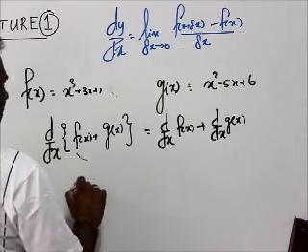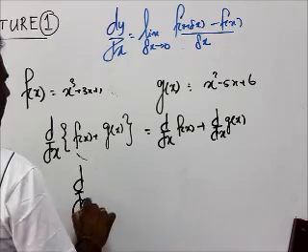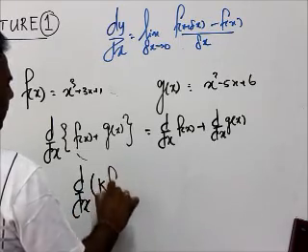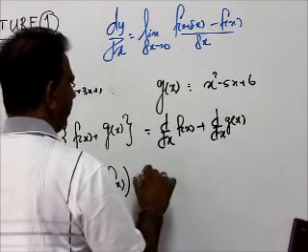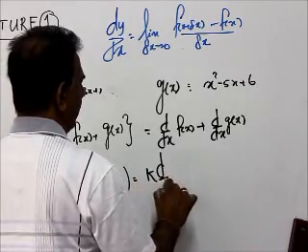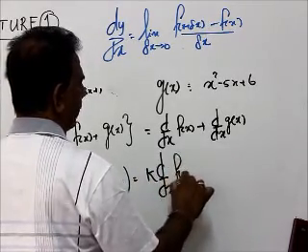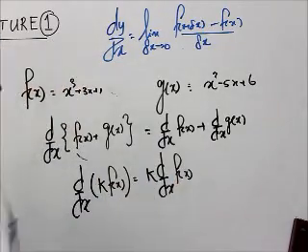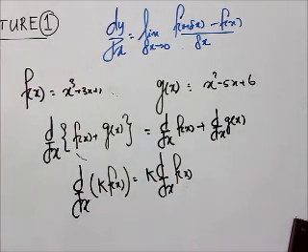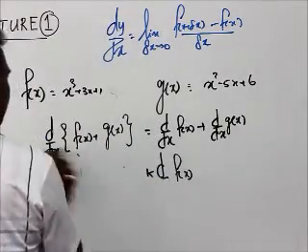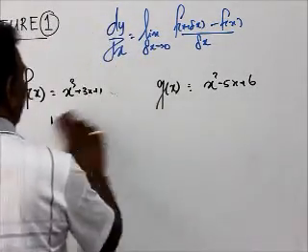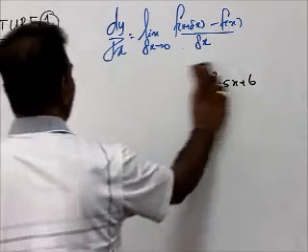As I told earlier, d by dx of k f of x is equal to k d by dx of f of x. You can take the number out and differentiate the function. Okay, right. So we will apply these fundamental theorems and our results. Then we can do some questions.